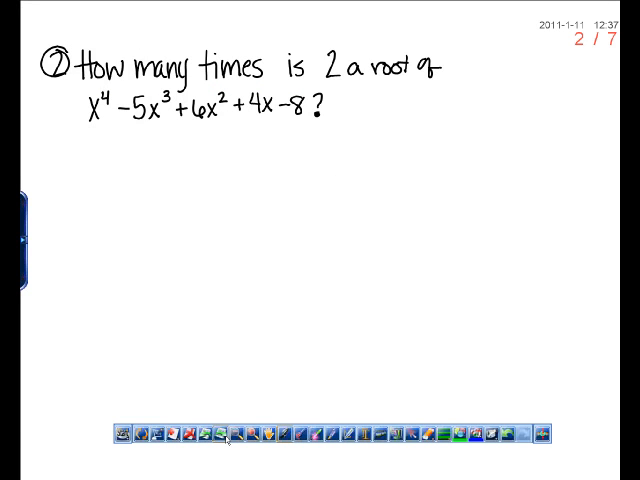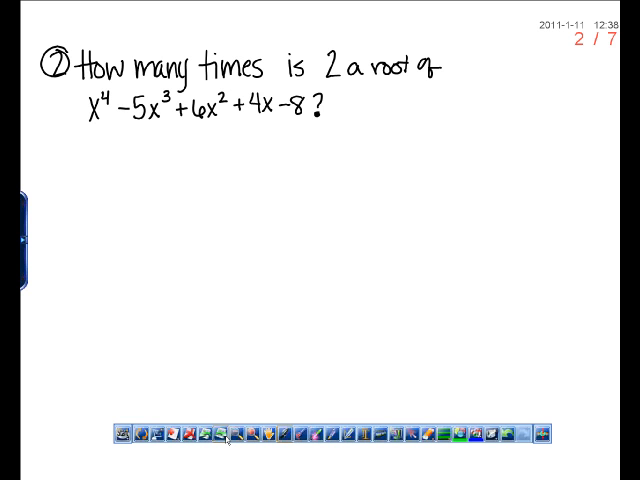Okay? So let's try a new one. I want to know how many times 2 is a root of x to the 4th minus 5x cubed plus 6x squared plus 4x minus 8. So what does this question imply? That 2 is a root, and what else does it imply? Yeah, it might be a root more than once. So we have to figure out how often it's a root. Now, if I first just wanted to test if 2 was a root, what could I do? I could plug it in for x. What else could I do?